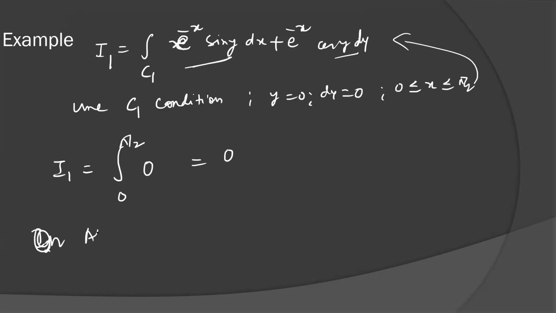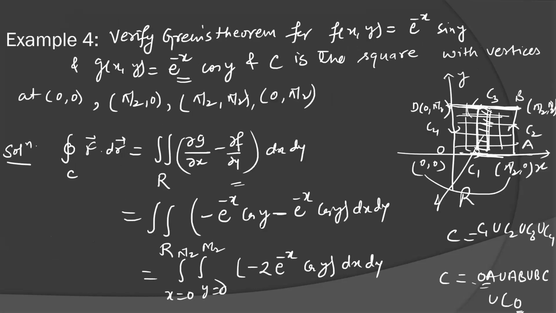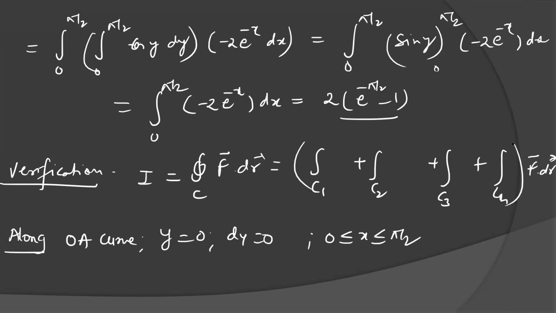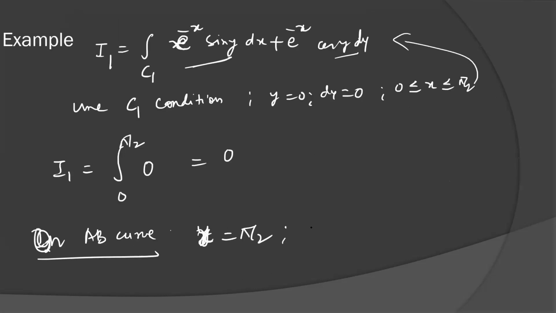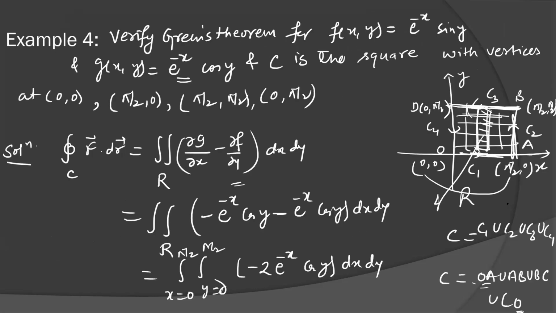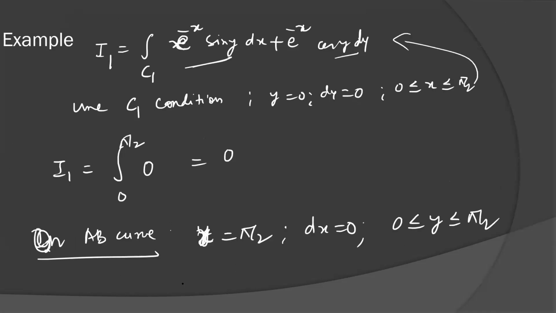On the AB curve, what is your AB curve? AB is the x equal to pi by 2 curve. You can see that the AB curve is x equal to pi by 2. So dx will be 0 because x is a constant value and y is lying between 0 to pi by 2. On AB you can see that y is starting from 0 and reaching up to pi by 2. So what will be the integration on C2 now? Put these values here only.